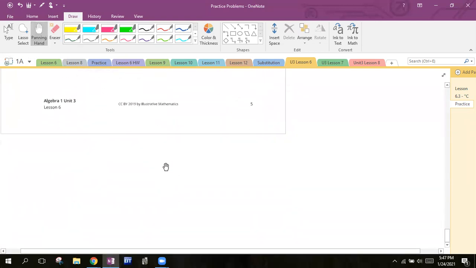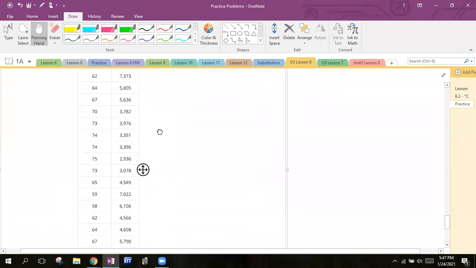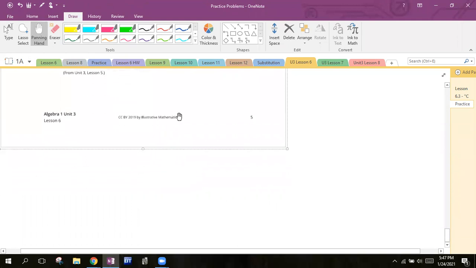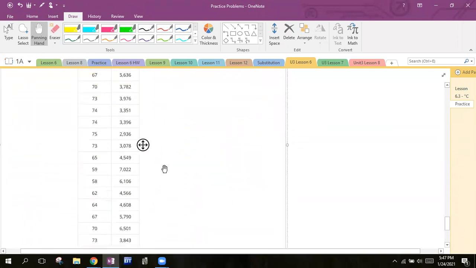There's all the data that you're going to plug in. Again, make sure you take your time on it, plugging in all of those values so that you get all the accurate data. Okay, and that is it for your homework for lesson 6.